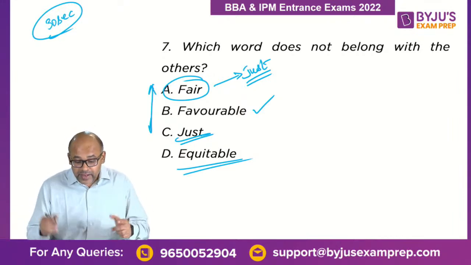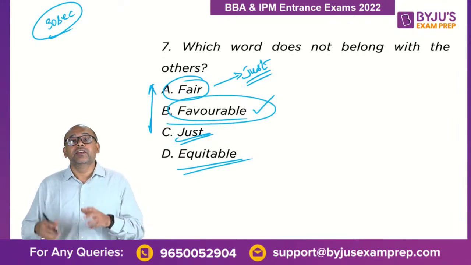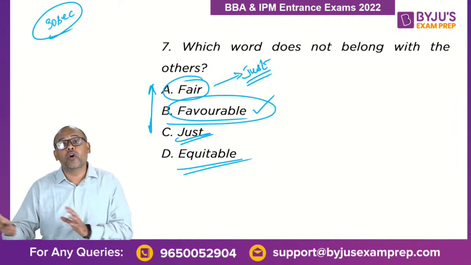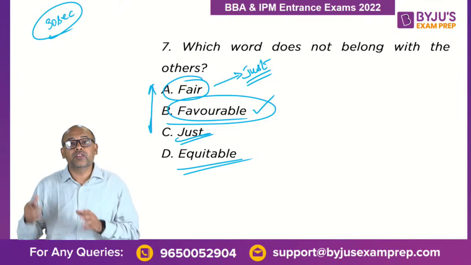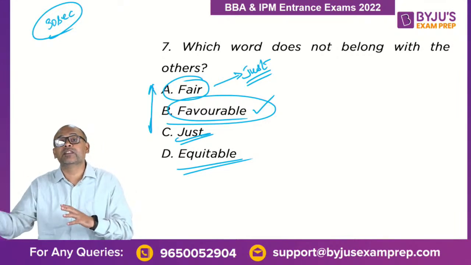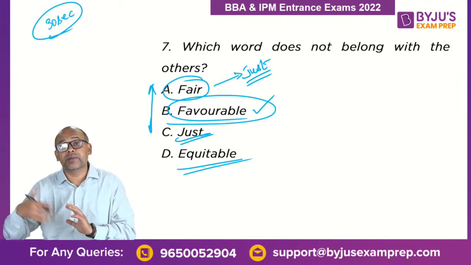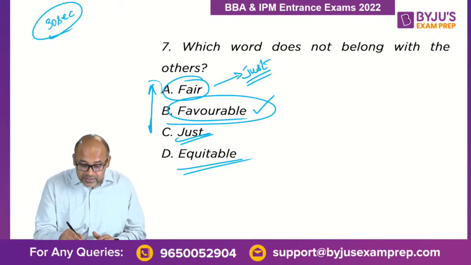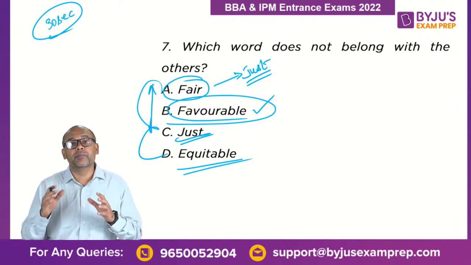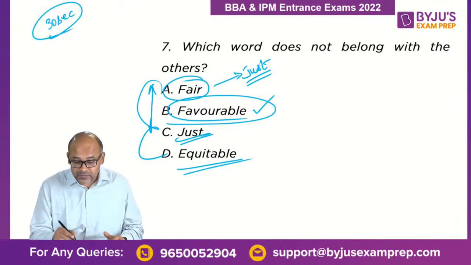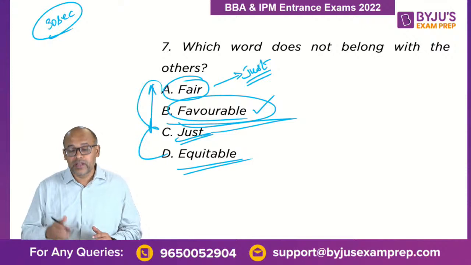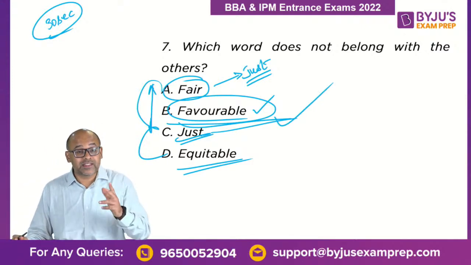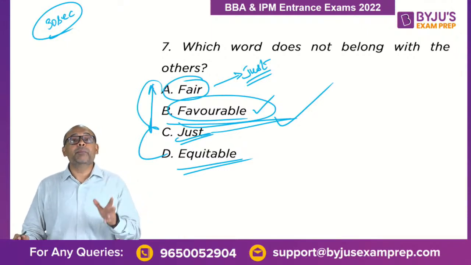Whereas favorable means you are favoring somebody. Somebody is your favorite. So you are biased for or against somebody. In this case, favorable means I favor somebody. I'm giving a favor to somebody. I'm doing some extra help to somebody. It is not equal to everyone. So these 3 basically talk about being equal, whereas favorable is not equal. Hence, that is your correct answer. Impartial. That's the correct word, Sneha. Thanks for that. Impartial.